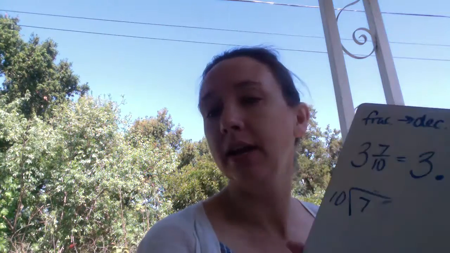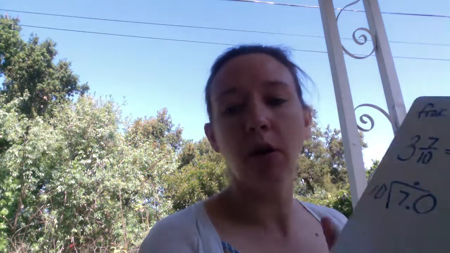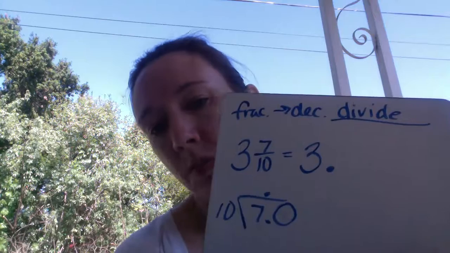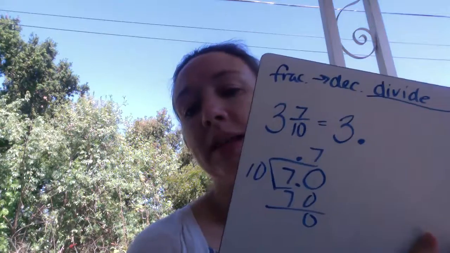Then we're going to divide 7 by 10. I put the 7 inside and the 10 on the outside. I put a decimal and add a 0 because 10 doesn't go into 7. It's too small. 10 goes into 70 7 times. I multiply that and get 70. Subtract and get 0. Once I get 0, I know my decimal is done. So if it's 3 point something and I have 0.7 as my result, I put 3.7 and there's my answer.